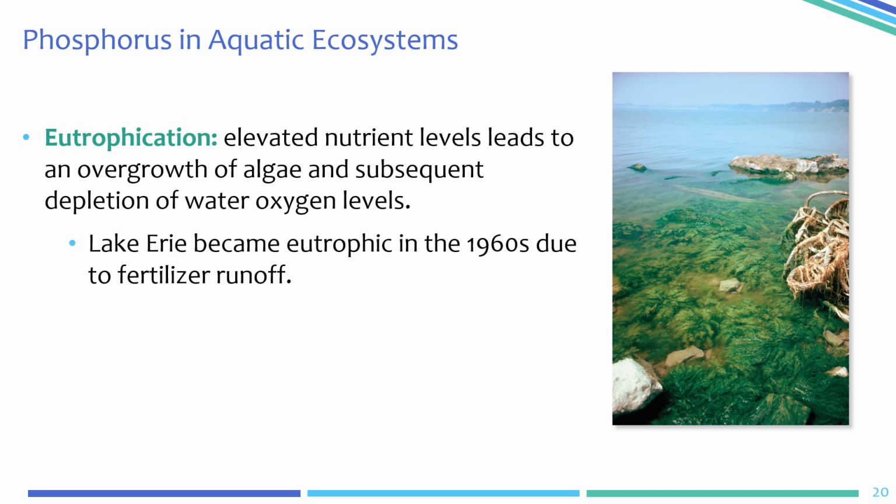There are probably lots of local examples of eutrophication. Our textbook example is eutrophication of Lake Erie in the 1960s due to fertilizer runoff. So the problem here again is that the algae overgrowth that is stimulated by the phosphorus can deplete the surrounding waters of oxygen and other nutrients and kill all of the organisms that live in that area.